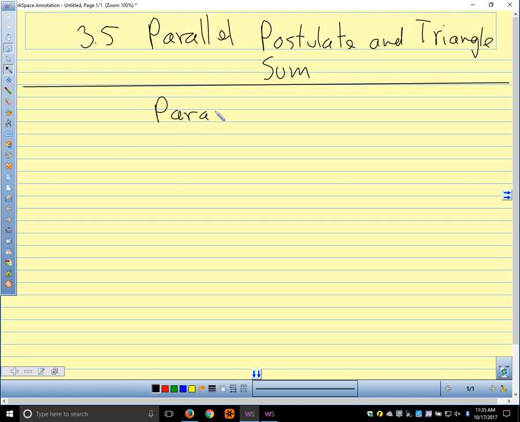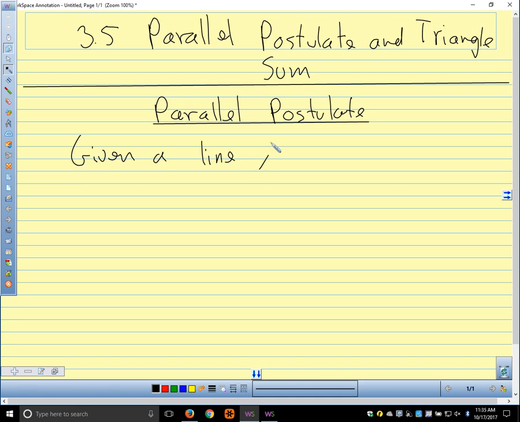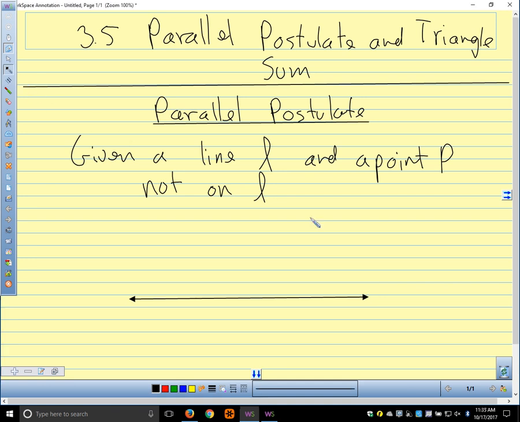So our parallel postulate. Our parallel postulate says that we're going to be given a line L and a point P not on L. So here's what we have. Let me draw a picture down here. Here's line L, and we have a point P up here. And all of this, we're talking about in the plane.